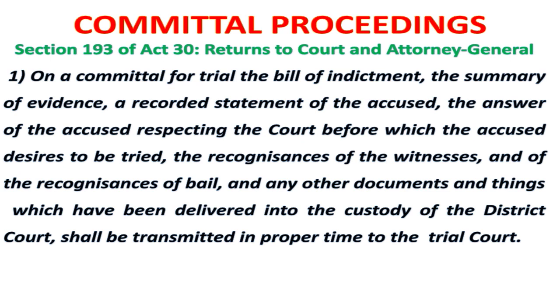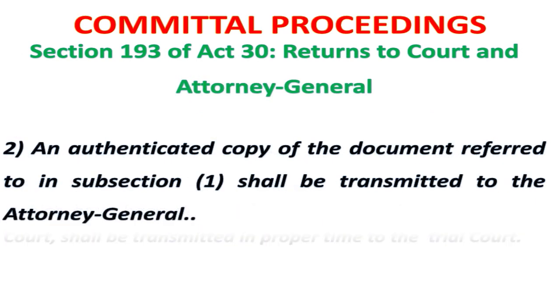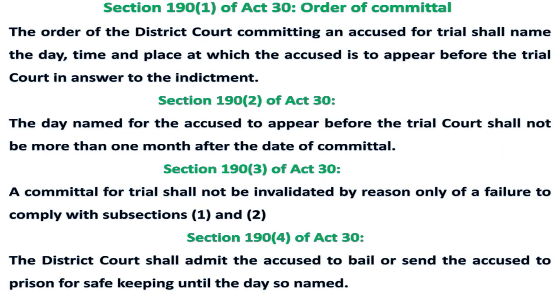The district court, you are not the one that is going to try the offense. So everything that has come into your custody, please forward everything to the court and give an authenticated copy to the Attorney General. So Section 193, an authenticated copy of the document referred to in subsection 1 shall be transmitted to the Attorney General. So after the order of committal is made under Section 190, it shall name the day and place that they are going to conduct the trial, and it must not be more than 1 month after the date of committal.